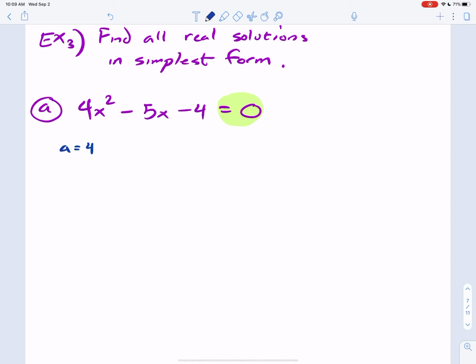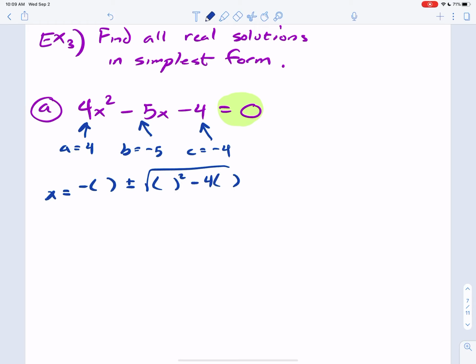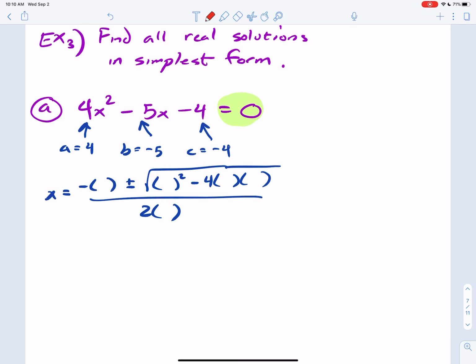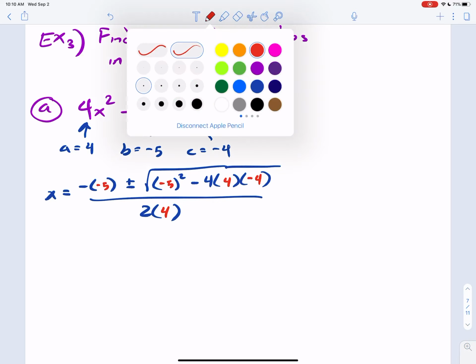I know my A is 4, right? I know my B is negative 5, and I know my C is negative 4. Watch out for your signs, okay? X equals negative B plus or minus square root B squared minus 4AC all over 2A. If you're putting parentheses, it's really tough to make a mistake. X equals, there's your negative B, there's your negative B again, your A, your C, and your A one more time, okay? All I did was I plugged in A, B, and C.